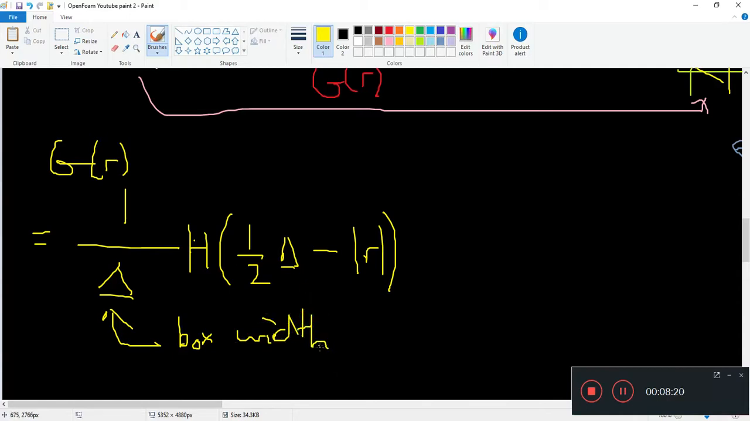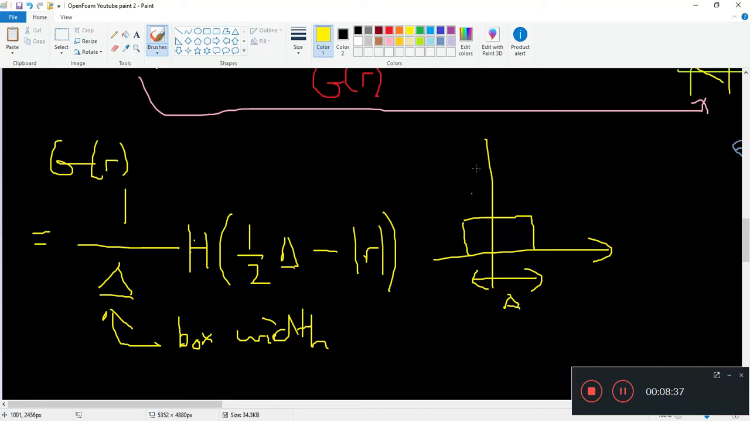Right, this is some sort of a box width, right? So what would the box width look like? If we have G of R versus R, I will have some finite box width. I will call it delta. So this is the length scale of the box. So G of R versus R is as such.